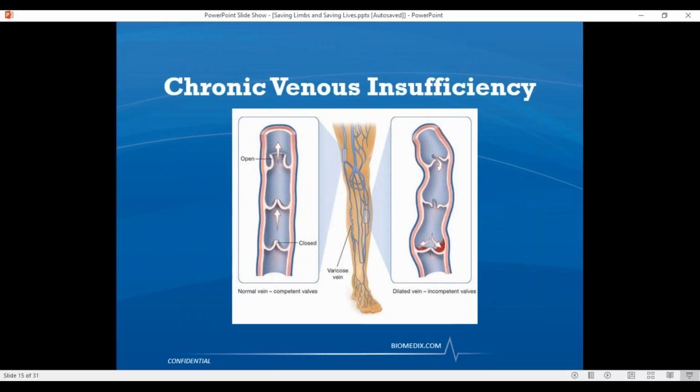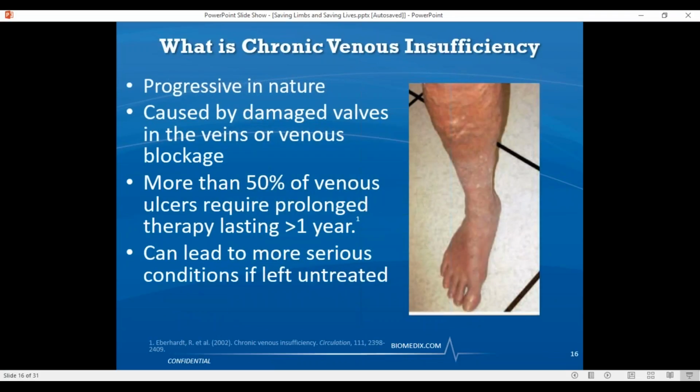Next, we are going to look at identifying patients with chronic venous insufficiency, or CVI. Chronic venous insufficiency is a disease that is progressive in nature. It is caused by damaged valves in the veins or venous blockage. More than half of all venous ulcers require prolonged therapy lasting more than 1 year. Chronic venous insufficiency can lead to a more serious condition if left untreated.